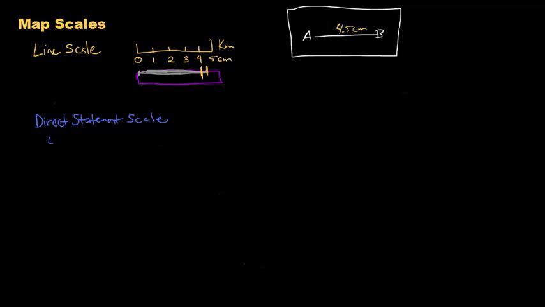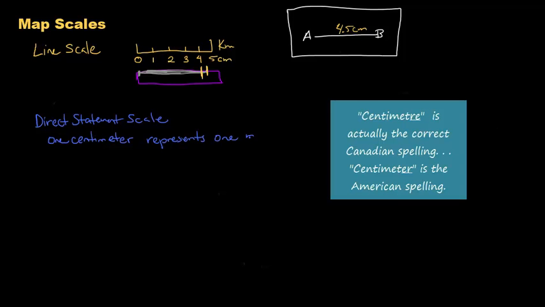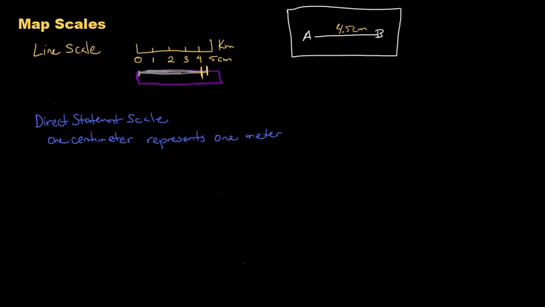So for instance, I can say 1 centimeter represents 1 meter in real life. Or I could express it this way: 1 centimeter to 1 meter. Some people also express it 1 centimeter equals 1 meter. However, we know from our math that 1 centimeter does not equal 1 meter. It only represents it. So we don't want to use this phrase if we can avoid it. Let's stick with 1 centimeter is representing 1 meter.